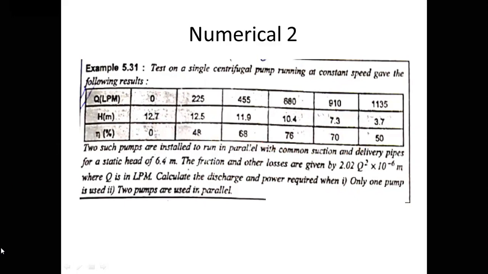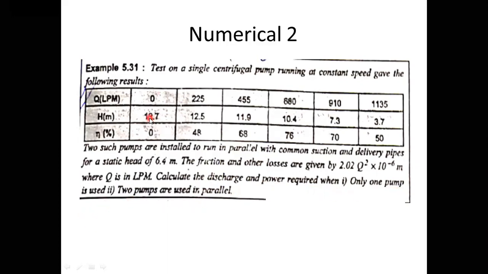Okay, so two such pumps are installed to run in parallel with common suction and delivery pipes for a static head of 6.4 meter. The friction and other losses are given by 2.02 Q square into 10 to the power minus 6, where Q is in liters per minute. Calculate the discharge and power required when only one pump is used and when two pumps are used in parallel.